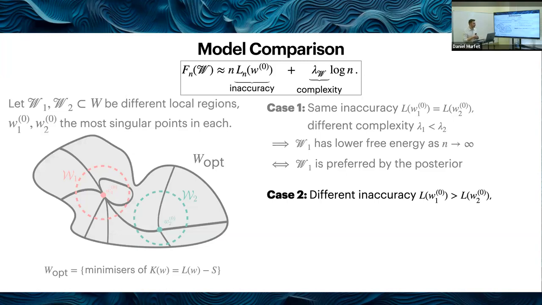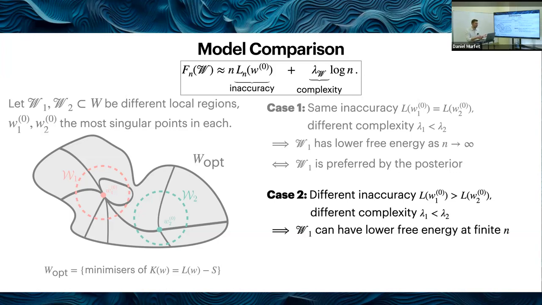In case two, suppose that the more singular point had a worse inaccuracy, or a worse accuracy, I always get those terms mixed, but it still had a lower complexity. Then the free energy formula is telling us that as n tends to infinity, at finite n, the more singular but less accurate point can have lower free energy. But ultimately, because this term here is the dominant one as n goes to infinity, it's the leading order term of the free energy, the most accurate parameter will always be preferred of the two.